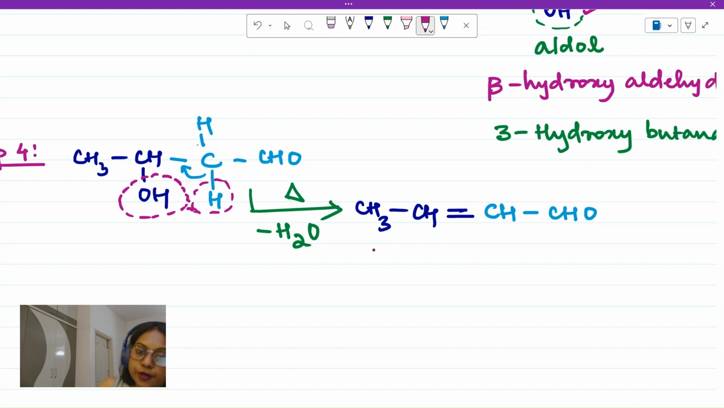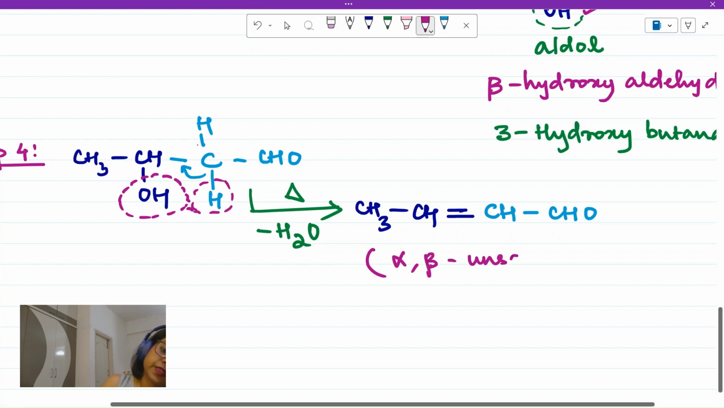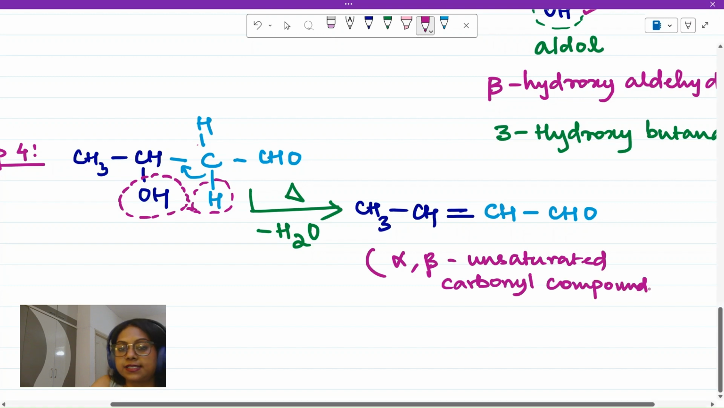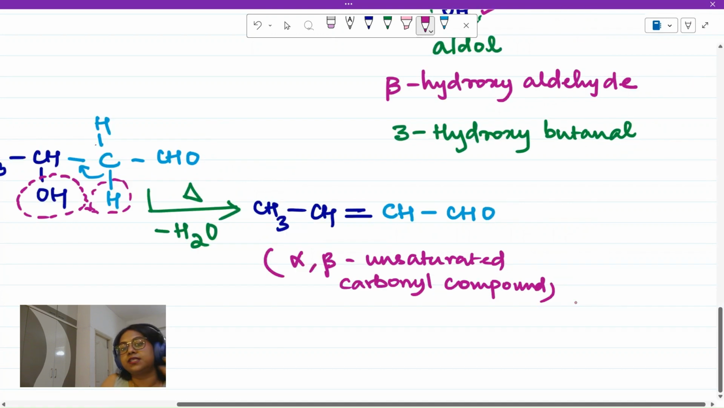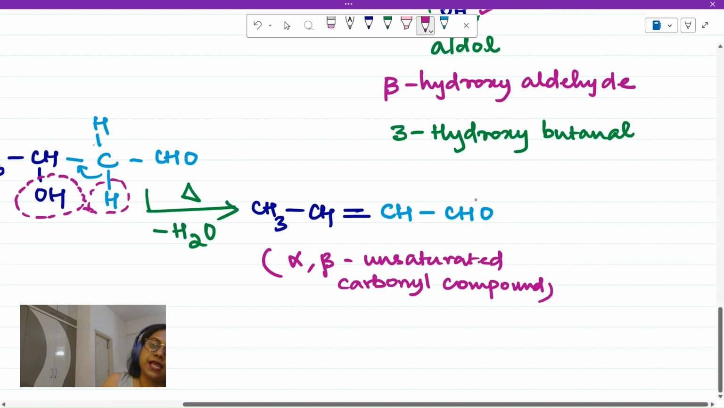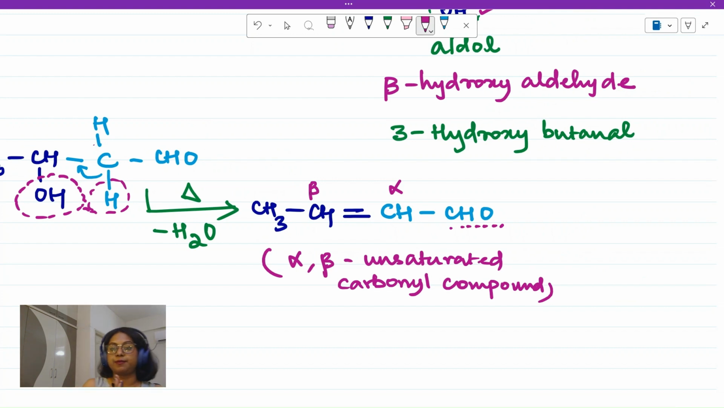Okay, this has a super interesting name. This is called alpha, beta unsaturated carbonyl compound. Why is it called this? Can you make an assumption? What is an alpha beta unsaturated carbonyl compound? So this is the carbonyl compound, CHO. Alpha and beta, these two: between these two carbons, you have the unsaturation, unsaturation being the double bond. And that's why this is an alpha beta unsaturated carbonyl compound. All clear? All good?